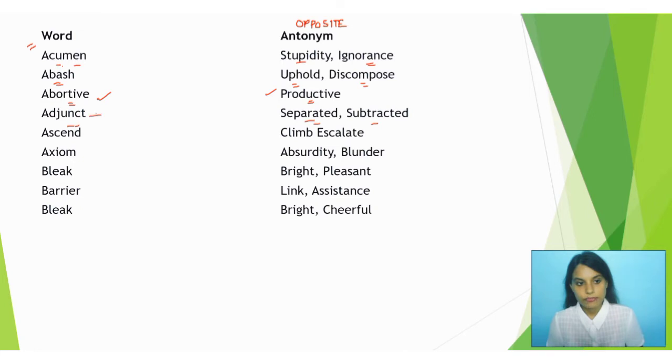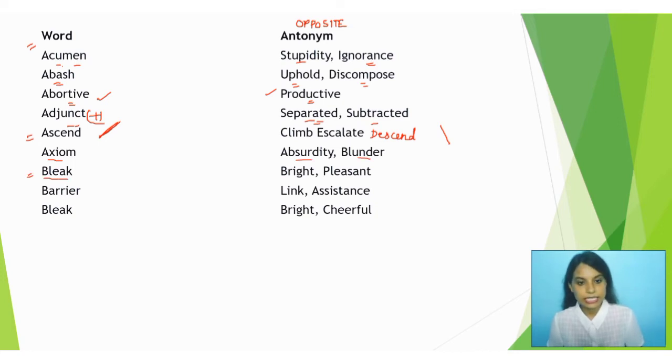Adjunct means kind of addition and like including, and separated or subtracted, you know the meaning, like minus, removing. Then ascent and descent. Descent means climbing down. This is climbing up and this is climbing down. Axiom, the opposite is blunder or absurdity.